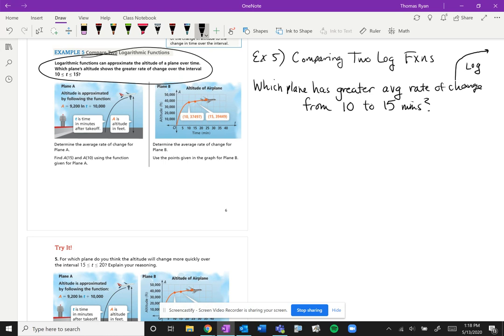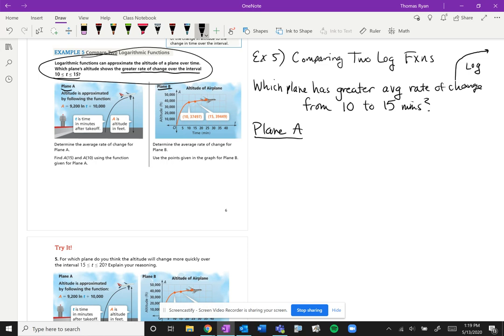So what we're going to do is compare two logs and find out which plane's altitude shows the greater average rate of change over the interval 10 to 15. So there's two different planes, plane A, plane B. We're given some information, and we're just going to find the average rate of change, which is really like our same formula for essentially finding the slope.